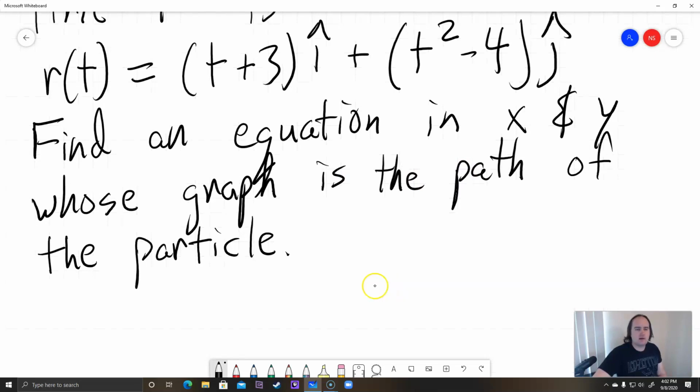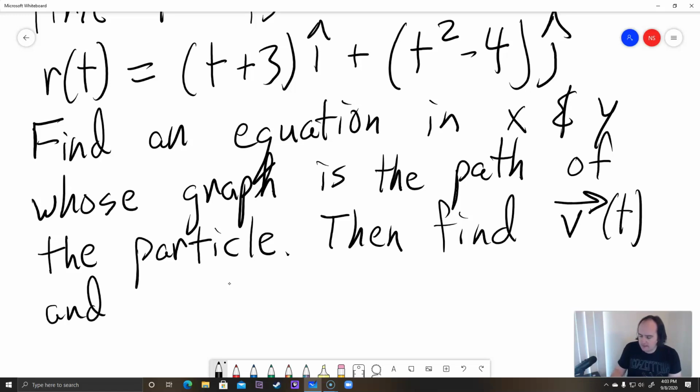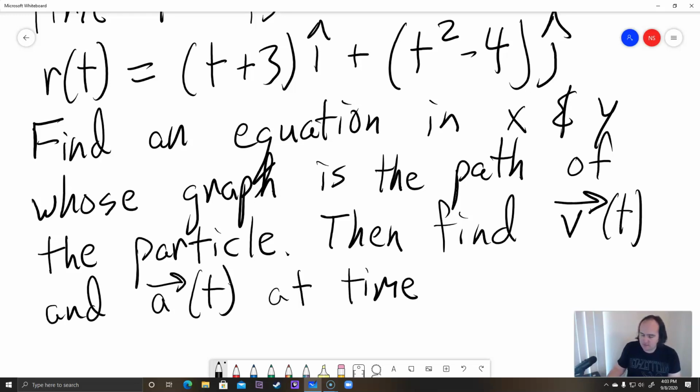All right. So, the other thing they want us to do is find the particle's velocity and acceleration vectors at t equals 2. So, find the velocity, v of t, and acceleration, a of t, at time t equals 2. Okay, so it's a lot of instructions here.